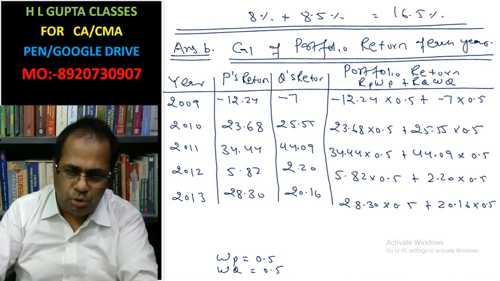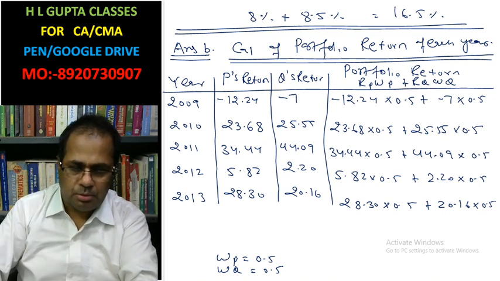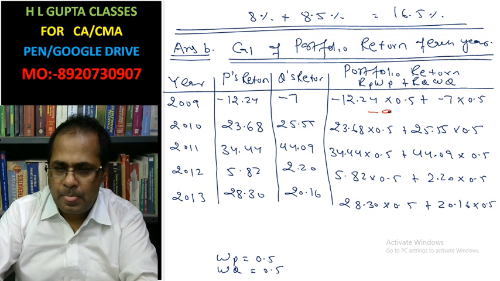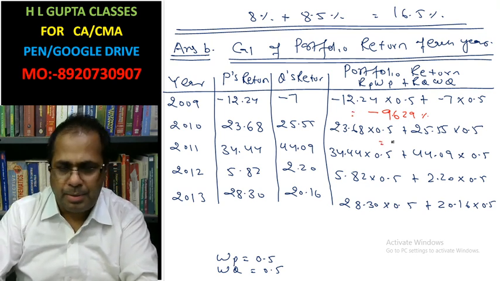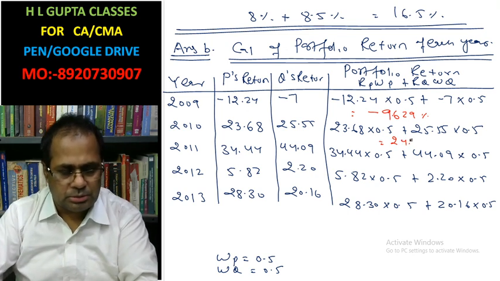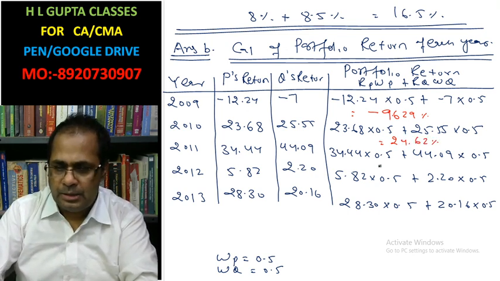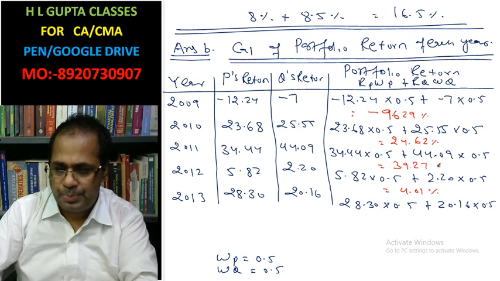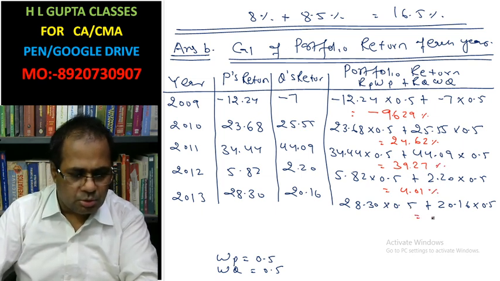Now look here, please. The portfolio returns are minus 9.62%, 24.62%, 39.27%, 4.01%, and 24.23%.